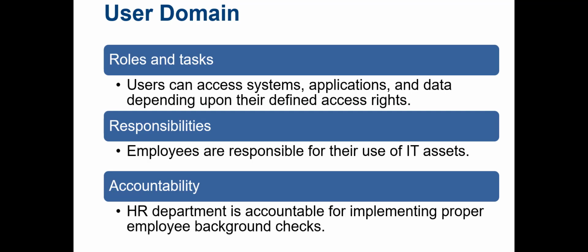Next are responsibilities. Employees are responsible for the use of IT assets. New legislation means that for most organizations, it's the best practice to introduce an acceptable use policy. Organizations may require staff, contractors, and other third parties to sign an agreement to keep information confidential. Finally, you have accountability. Typically, an organization's human resources department is accountable for implementing proper employee background checks. These should be performed for individuals who will be accessing sensitive data.